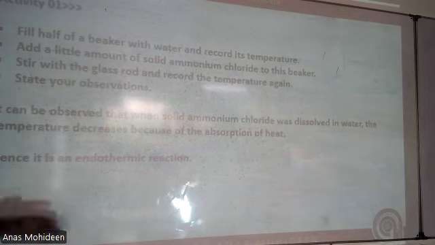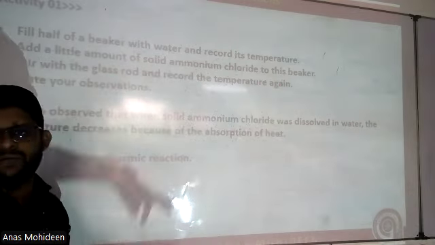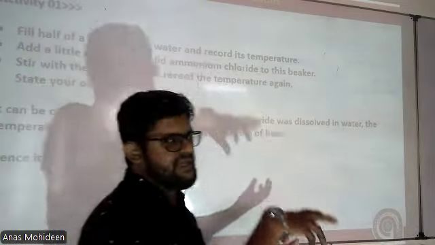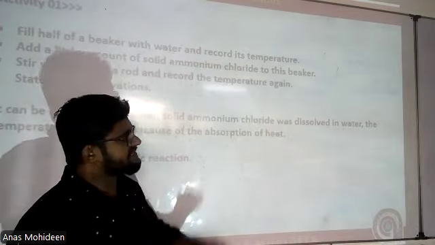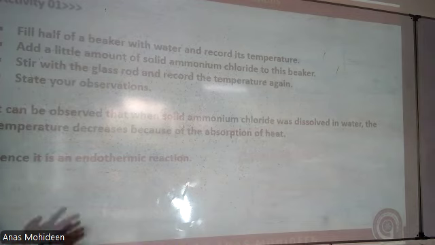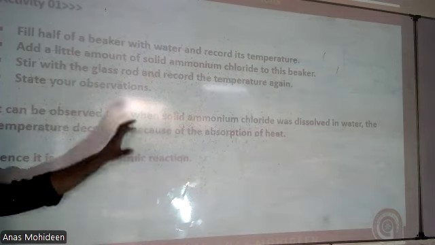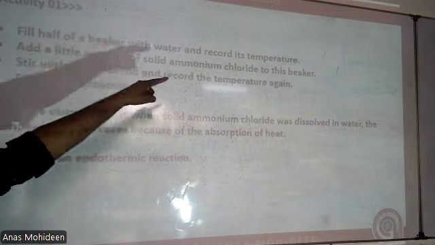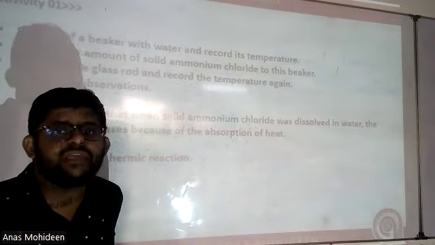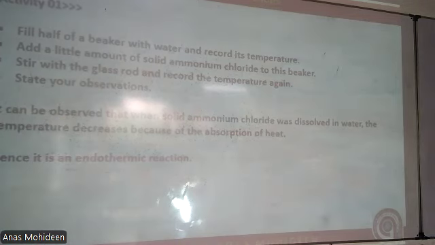Example: you take water, measure the temperature, and add solid ammonium chloride. Mix it, measure the temperature again. You can see the temperature decreasing. If the temperature is decreasing, what type of reaction is it? Endothermic reaction. Now we don't need to draw, you have the idea. So what is the reaction here? Adding ammonium chloride to water. So this is an endothermic reaction.